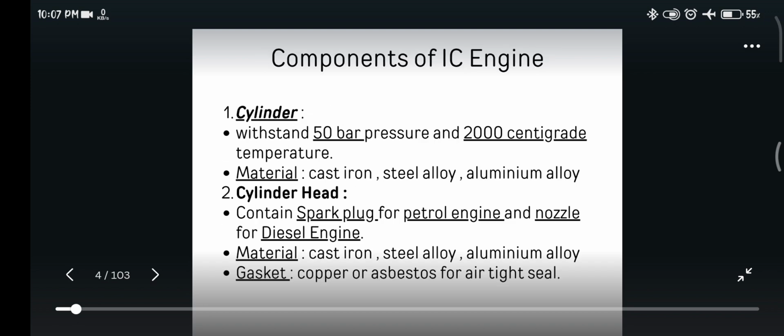Components of IC engine. First, cylinder: it must withstand 50 bar pressure and 2000 centigrade temperature. Material: cast iron, steel alloy, and aluminum alloy. Second, cylinder head contains a spark plug for petrol engine and a nozzle for diesel engine. Material: cast iron, steel alloy, aluminum alloy. Gasket: copper or asbestos for airtight seal.